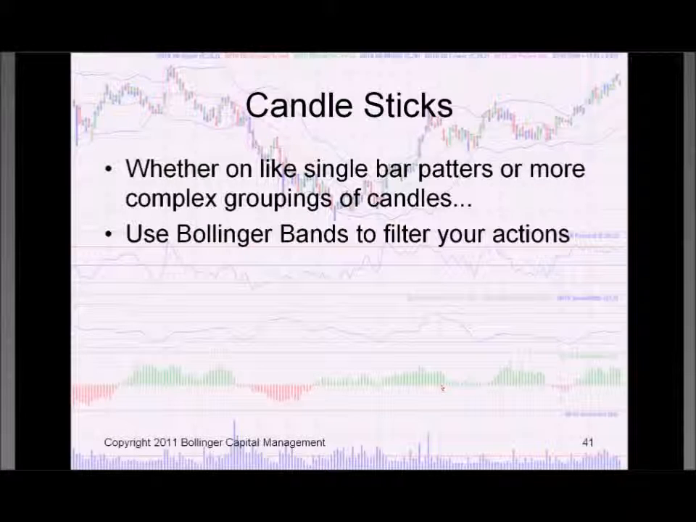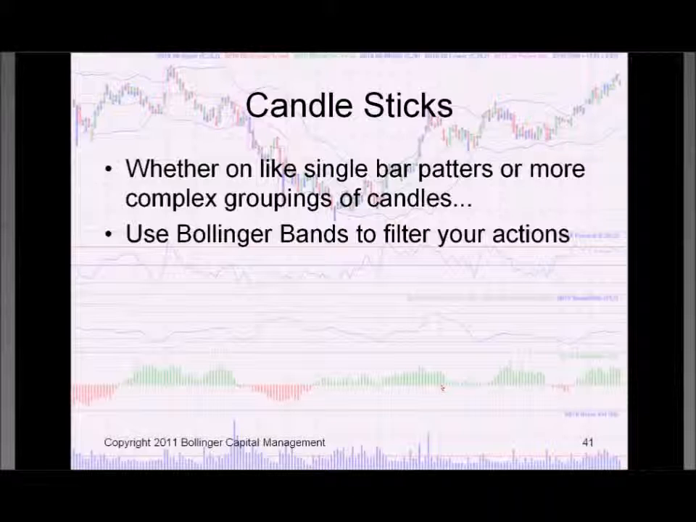Whether one likes single bar patterns or more complex groupings of candles, use Bollinger Bands to filter your actions. If you have a negative grouping of candles, whatever pattern it is that you like, that you think works for you, if it has bearish implications, I assure you that you will find that if it occurs at the upper band, it'll have greater forecasting power and a better risk-reward ratio than if it occurs, say, some nebulous place in between the bands, or even worse yet, at the lower band.